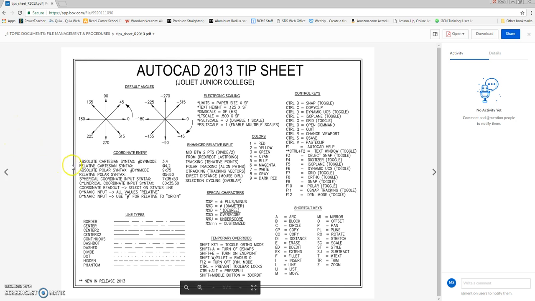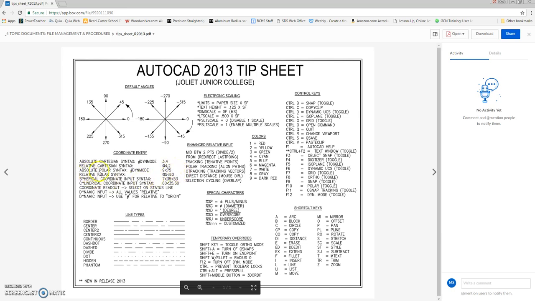And if you look at the sheet, we're going to be concerned with absolute Cartesian coordinates, which you can see, the number pair right there, 3 and 4. The 3 refers to the x, the 4 refers to the y. Then we have a relative Cartesian coordinate, and the relative coordinate always has the at symbol in front of it. At means last known point, or where you're currently at, followed by your x and y coordinate pair, 4 on the x, 2 on the y. Notice there's a comma between the coordinate pairs.